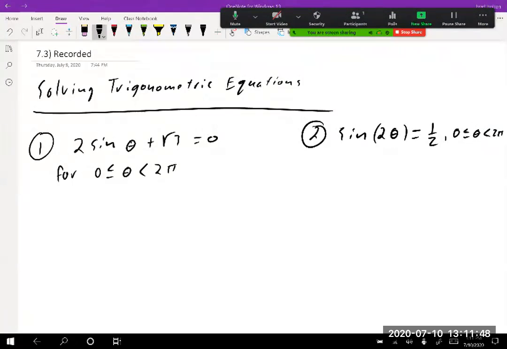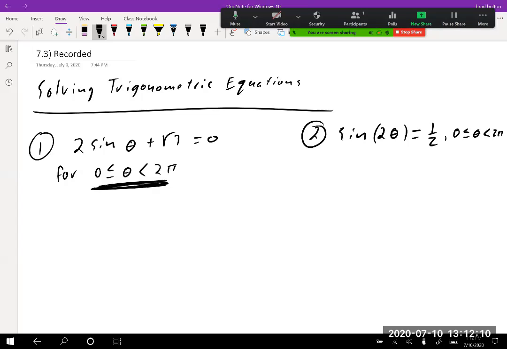So today 7.3 is a very straightforward section. It's just all about solving trig equations. Knowing your background on trig from chapter 6 and from chapter 7.1 and 7.2 can be helpful. In general, they give us this outcome of theta, what you're allowed to get for your answers.